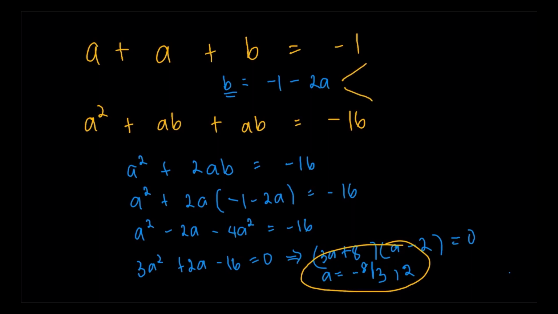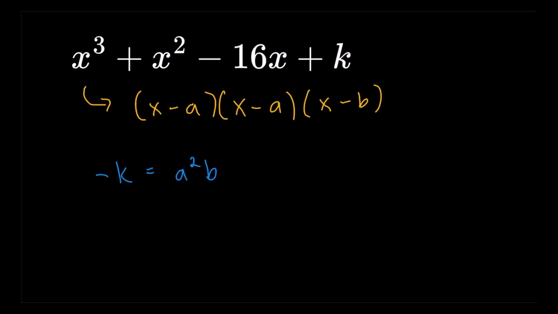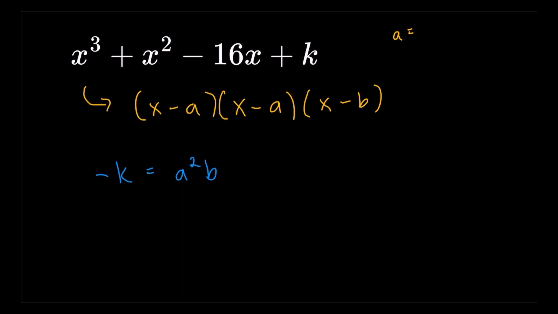If a equals negative 8/3, b would be equal to negative 1 plus 16 over 3, which becomes 13 over 3. And for the other value, if a equals 2, then b would have to be negative 5. Let me write down the pairs again. The first pair is a equals negative 8/3 while b is 13 over 3. The second one is a equals 2 and b equals negative 5.